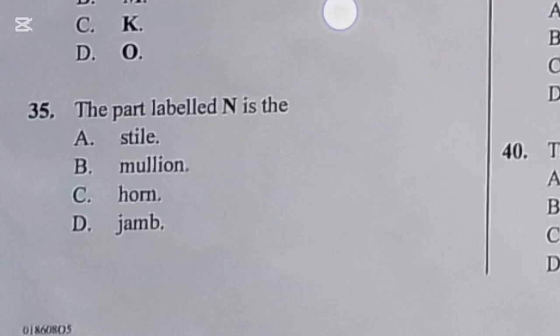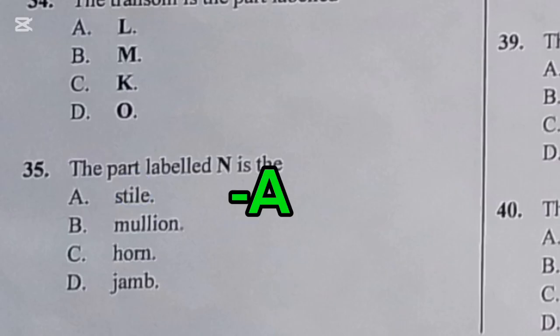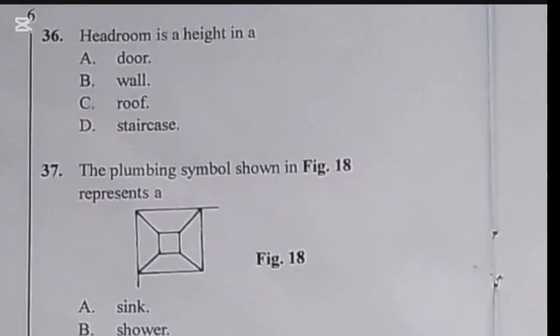Now, question number 35. The part labelled N is the, this is N. Let's identify N. So this is N here. So the part labelled N is the sky. A is the correct answer there for 35. Question 36. Headroom is the height in a staircase. That is in a staircase. The correct answer for 36 is D, in a staircase.